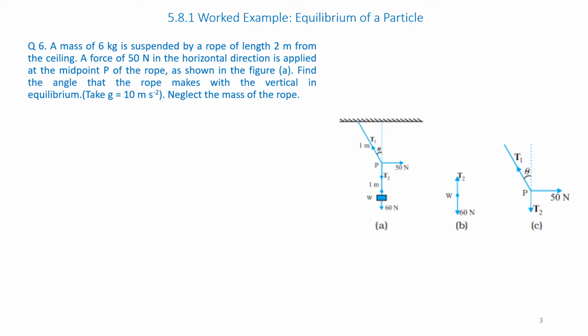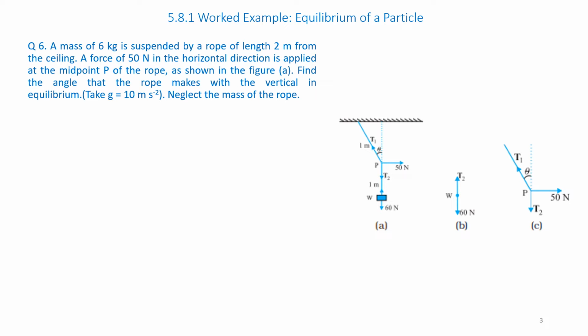W is the weight, the 6 kg mass suspended from the rope. We have to find the angle theta that the rope makes with the vertical in equilibrium. It is given that the value of g, the gravitational acceleration, is equal to 10 meters per second square. Neglect the mass of the rope.